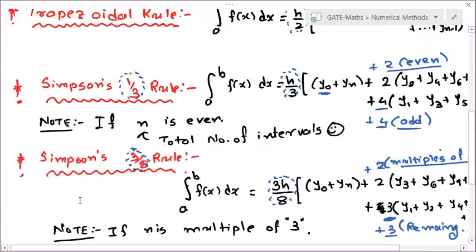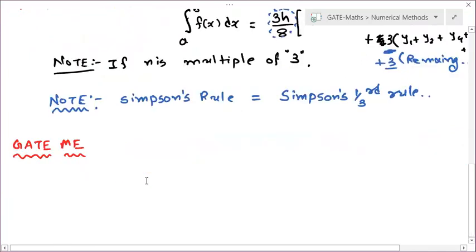Formula are clear, students? Every formula is clear? Anyone is having doubt in this concept of formula? Okay. So let us finish all the questions based on these 3 formulae.